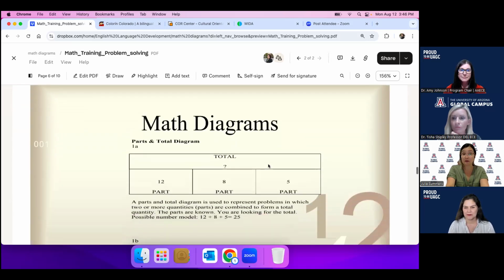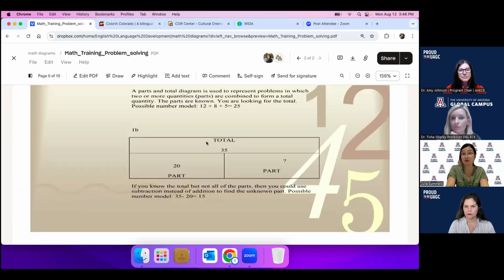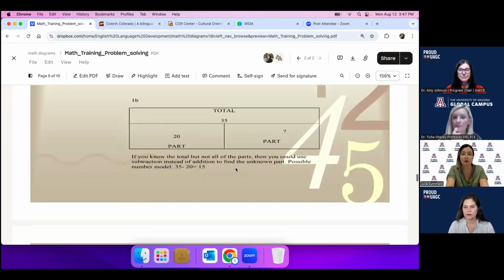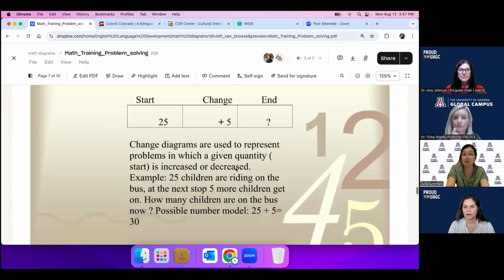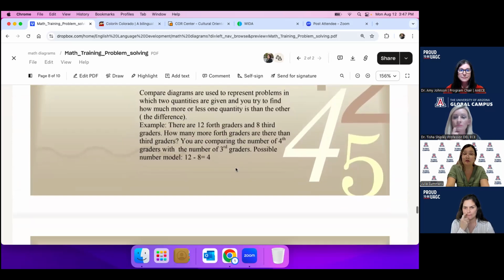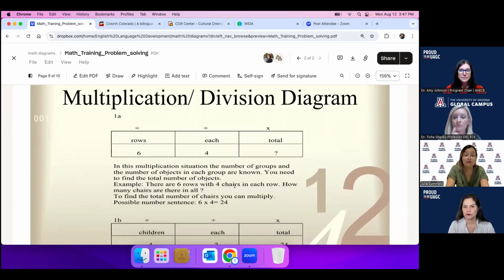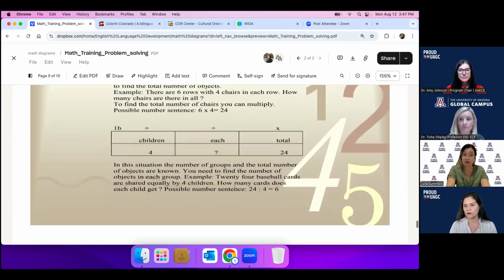So these are some of the diagrams, just like the parts and total diagram. They're very helpful because students often read the problem and they don't know, do I look for part, do I look for total? And so this really helps them, like the change diagram, compare diagram. They're just simple ways to help students process information, division, multiplication diagram. But back to the question, how teachers can support ELLs, that's one way I supported my students, providing them with that comprehensible input, increasing that comprehensible input so that they can understand and process information.